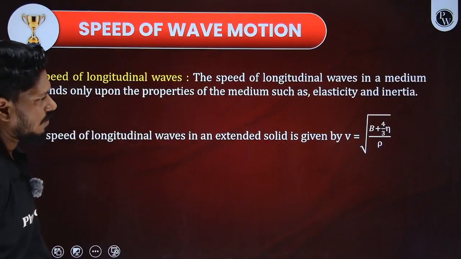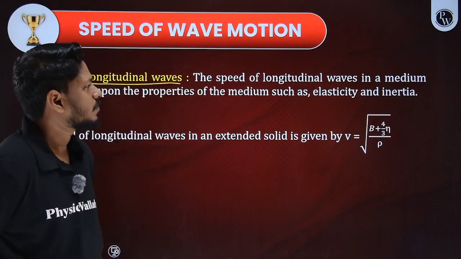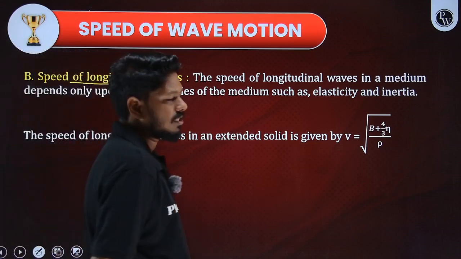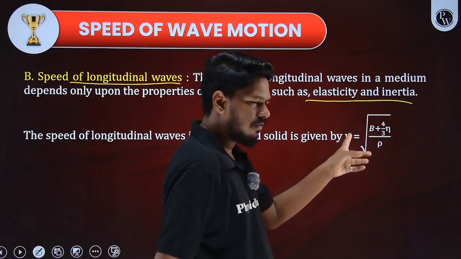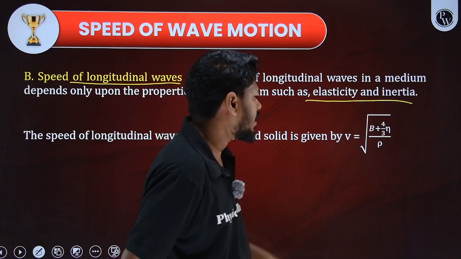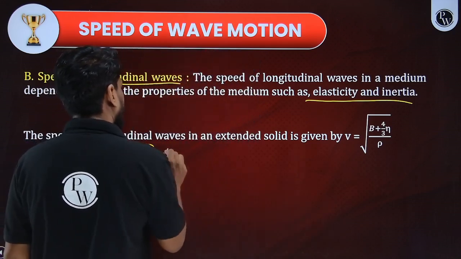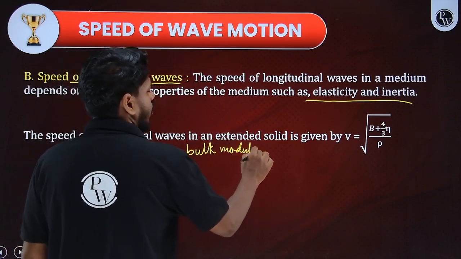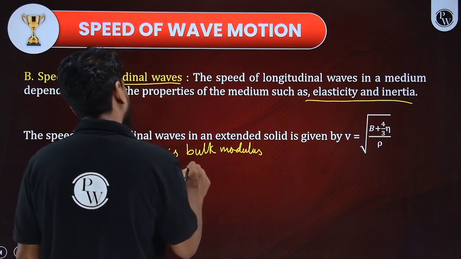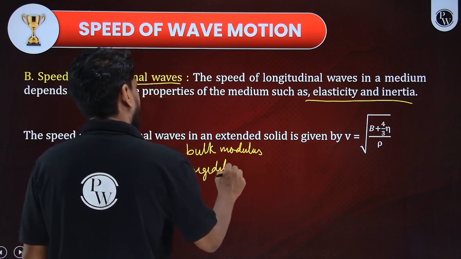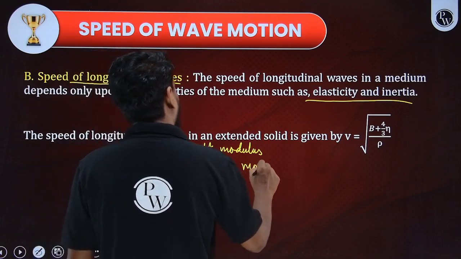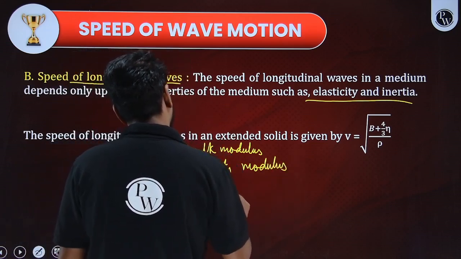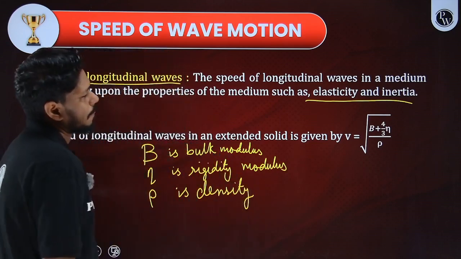Speed of a longitudinal wave. If I am talking about a longitudinal wave, the speed of a longitudinal wave in a medium depends upon the properties of the medium, such as elasticity and inertia. So the formula is given like this, where B is bulk modulus, and eta is rigidity modulus, and rho is density.